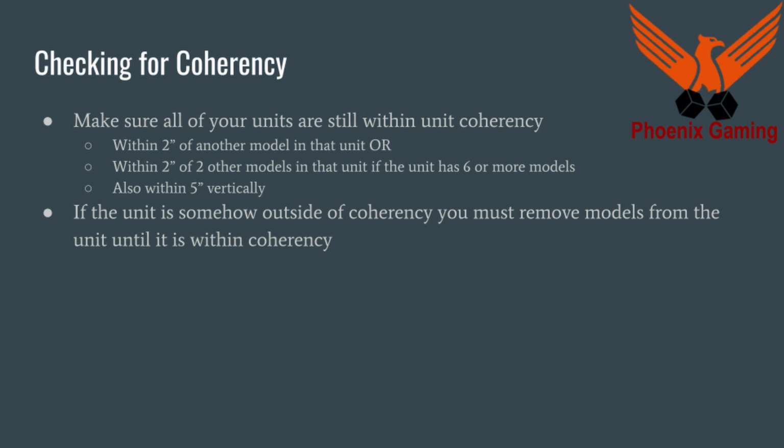After removing models in the morale phase, you've got to make sure all your units are within unit coherency. So if it's 5 or fewer models, they have to be within 2 inches of one other model in that unit. And if it's 6 or more models, they have to be within 2 inches of 2 other models. You also have to be within 5 inches vertically of said models. If somehow the unit is outside of coherency, you must remove models from the unit until it is within coherency.